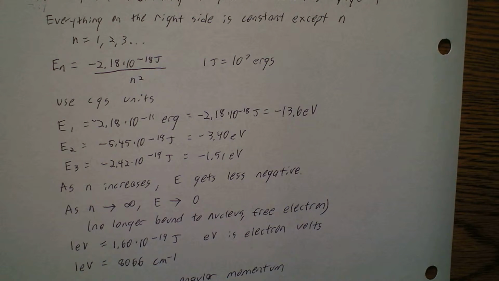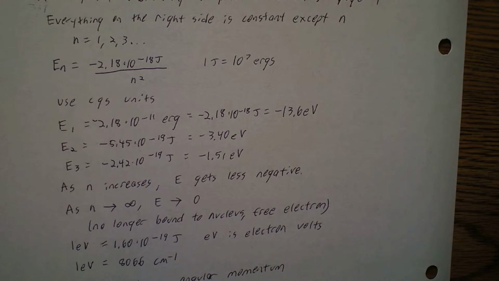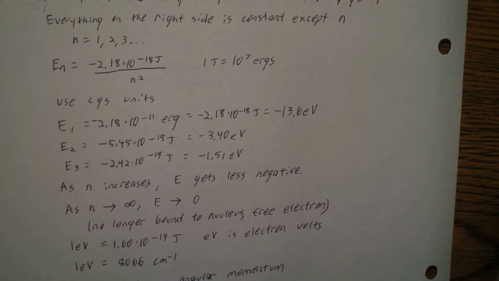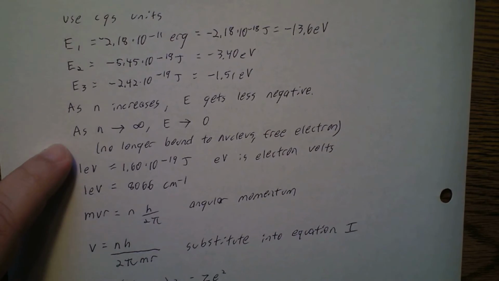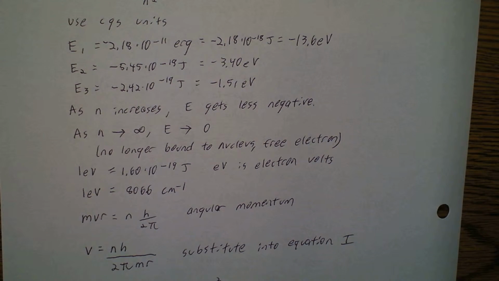And then energy level 2, again, this is only for a hydrogen atom. This is minus 5.45 times 10 to the negative 19 joules, and that's equal to minus 3.40 electron volts. Or energy level 3, that's minus 2.42 times 10 to the negative 19 joules, and that's equal to minus 1.51 electron volts. So as n increases, E gets less negative. So as n approaches infinity, the energy approaches 0, which means that the electron is no longer bound to the nucleus. It's just a free electron.